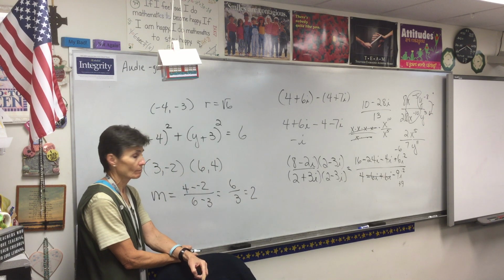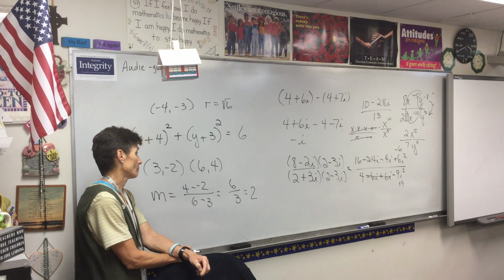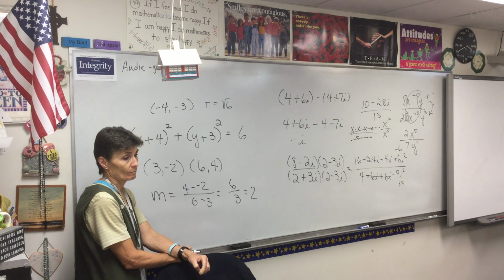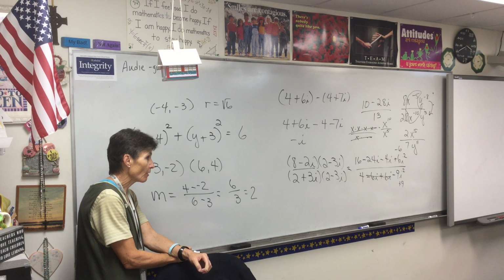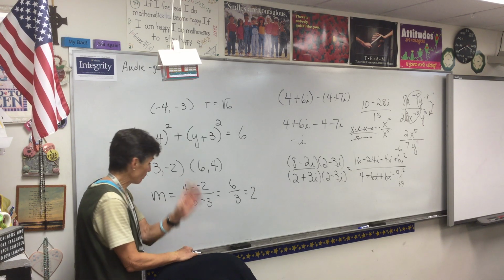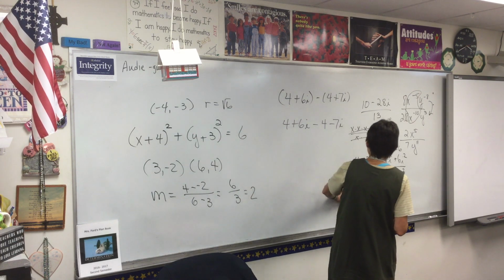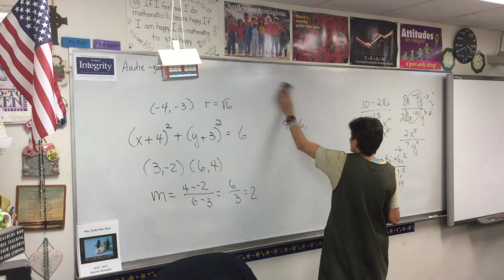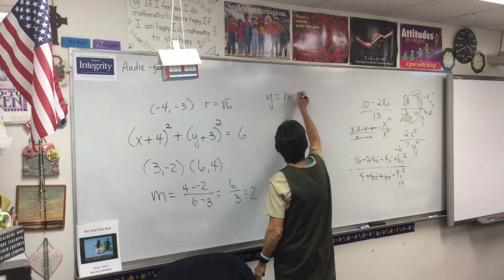You got 2. Oh, I was on the wrong problem. My bad. I was on B instead of A. Whoops. Alright? Now what? You're half done. You plug in one of your points. So now you decide how you want to do it. I heard somebody say y equals mx plus b. That's fine. There's other ways to do it, but that is absolutely fine.